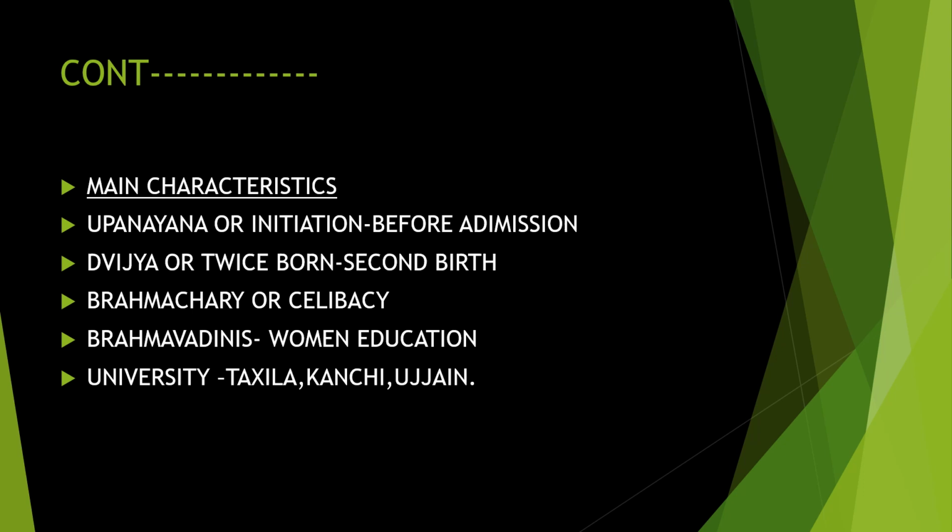Then Dvija, or twice-born. When you start studying the Vedas, you are considered Dvija. Dvija means second born. Then they have to be brahmacharis; celibacy is very much needed when studying all these things. Next is Brahmavadinis. If the student is a girl or a woman, then she is known as a Brahmavadini. You must know that women's education is known as Brahmavadini.